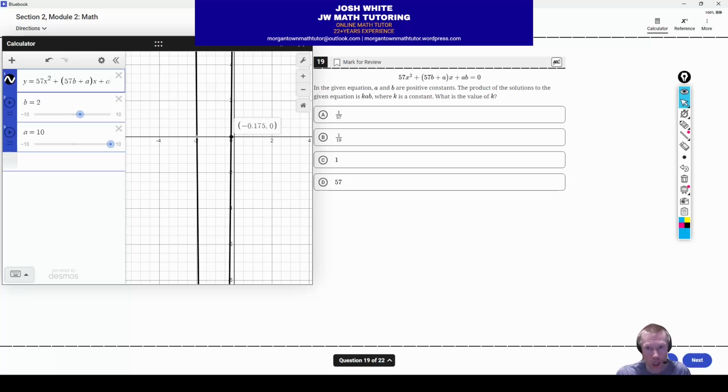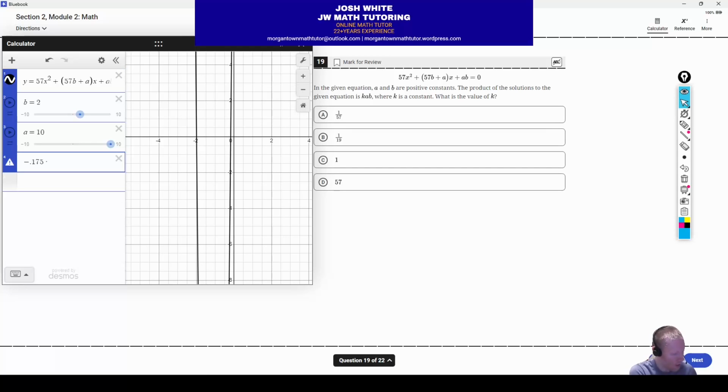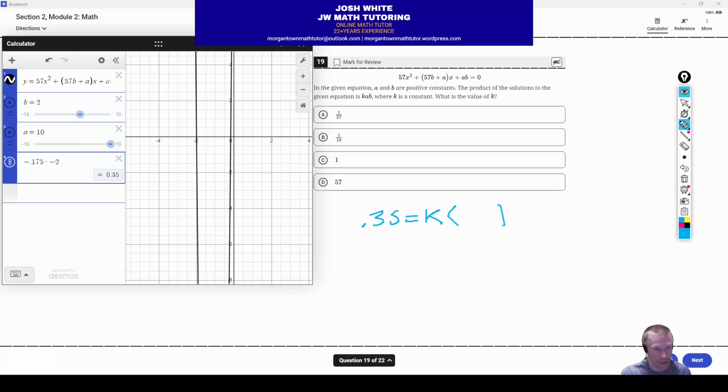So the product of the solutions is equal to K times A times B. So the two solutions I have are negative 0.175 and negative 2. I multiply those together, I get 0.35, okay? So my product of the solutions is 0.35. That is equal to K times A times B.